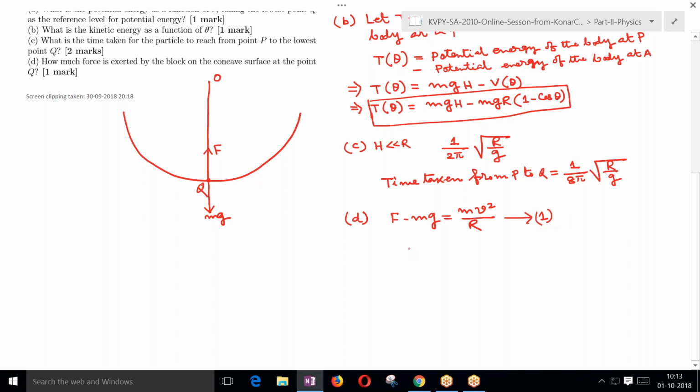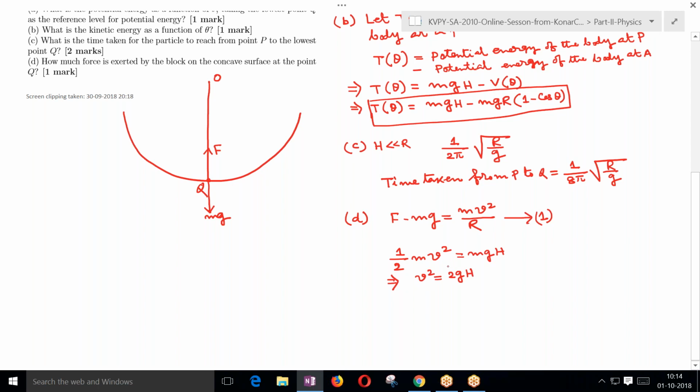So to find the value of v, what we can do is, from the law of conservation of energy, half mv square, half into m into v square, should be equal to m into g into h, right? That kinetic energy should be equal to the potential energy at the point q, because whatever the potential energy at the point p should be completely converted into the kinetic energy at the point q. So from here we get the value of v square as 2gh.